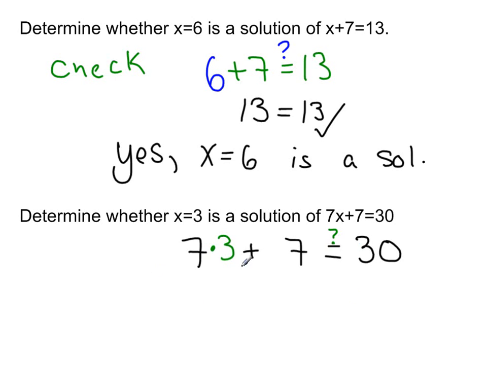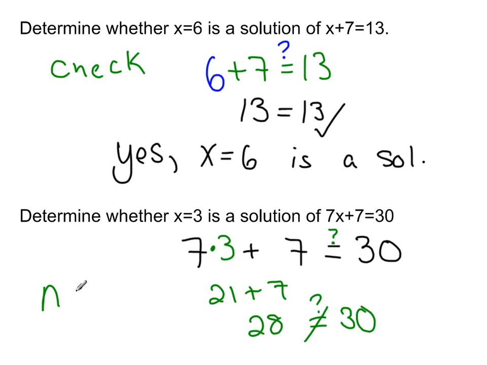So let's go ahead and simplify. We're going to simplify one side as much as possible, following order of operations. 7 times 3 is 21. 21 plus 7 is 28. Does 28 equal 30? And we'd say no. So the answer to this question is no. x equals 3 is not a solution.